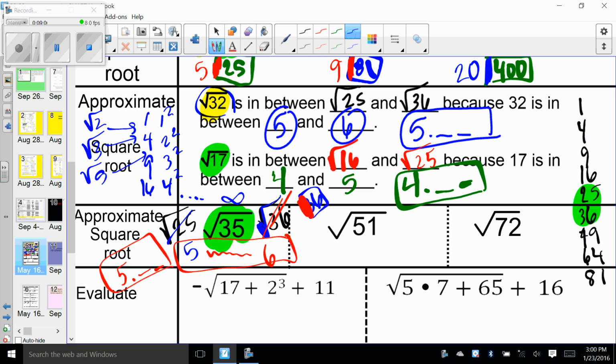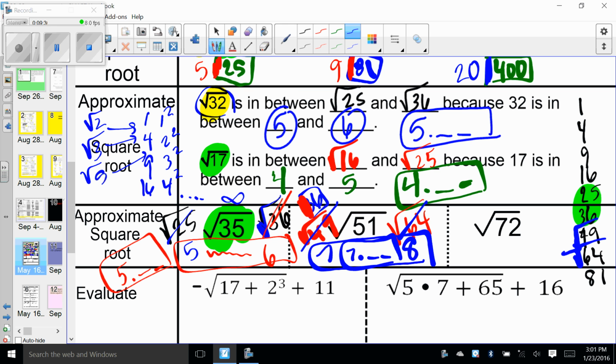All right, let's take a look at square root 51. Square root 51 lives right here between the square root of 49, which we love, and the square root of 64, which we love. So the square root of 49 is 7, and the square root of 64 is 8. So my answer is somewhere between 7 and 8. So I'm going to say 7 point something something is my answer.